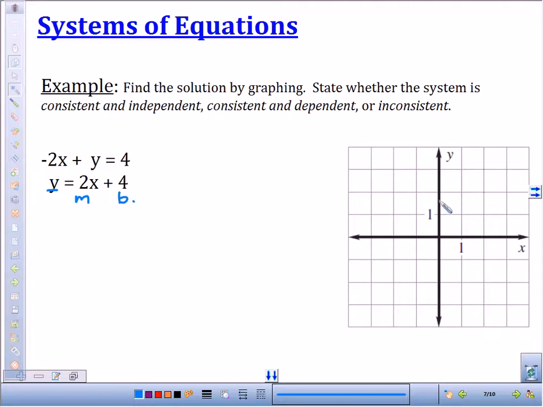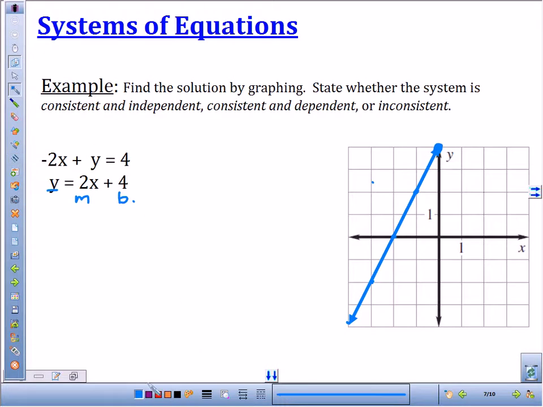So b is 4, so I'm going to go up to 4. 1, 2, 3, 4. And pop a point down. My slope is 2 over 1. That means I need to rise 2 and run 1. Since that would take me off of the graph, I'm going to do the equivalent move of down 2 and backwards 1. It's the equivalent move. If I had put a point there, it would still work. Now, I can do that a couple of times and graph that line. And there we have it.